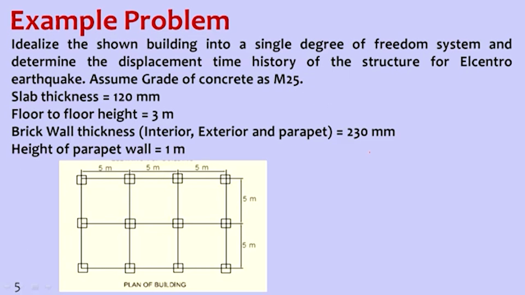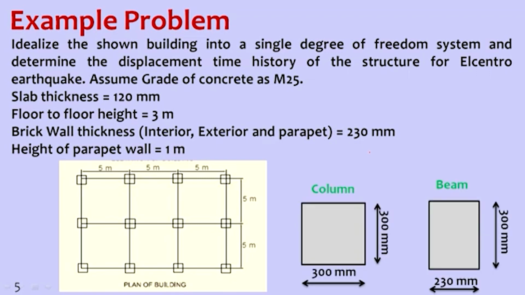So idealize the shown building into a single degree of freedom system and determine the displacement time history of the structure for the epicentral earthquake. Assume grade of concrete as M25 and the given details are: slab thickness is 120 mm, floor to floor height is 3 meters, brick wall thickness, internal, external and parapet all are equal to 230 mm, and height of parapet wall is 1 meter. So in this plan, we have equal size of columns. This is the size of column and beam: 300 by 300 is the column size and beam size is 230 by 300. Each bay length is 5 meters.